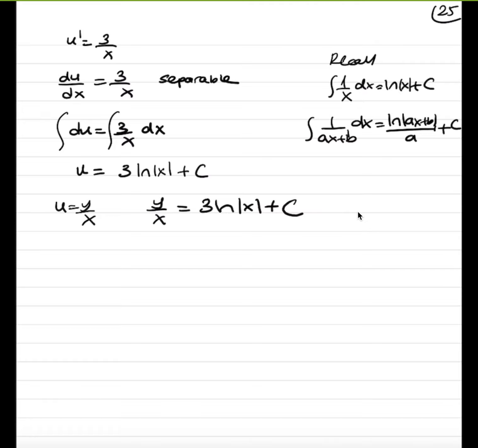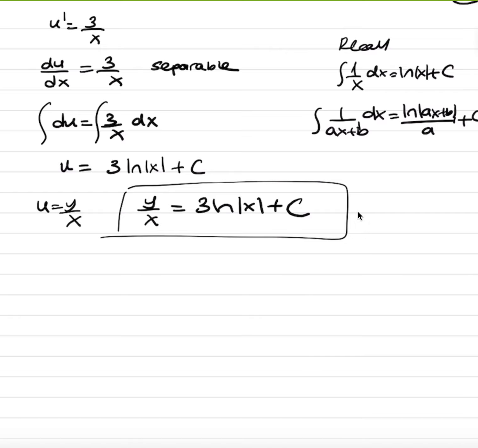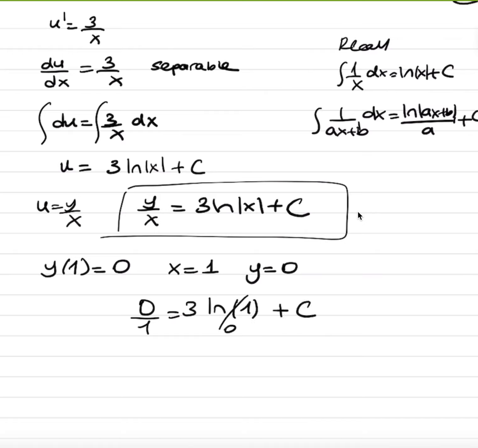So great. Okay, this is the solution. You can leave it like this. But we have one more thing, one condition: we want the condition y(1) to be 0. So what does this mean? If we put x equal to 1, y should be 0. Then what is c? c is 0 in this case. Because if we put y equal to 0, 0 over 1 is 3 ln 1 plus c. But ln 1 is 0, so c is equal to 0.